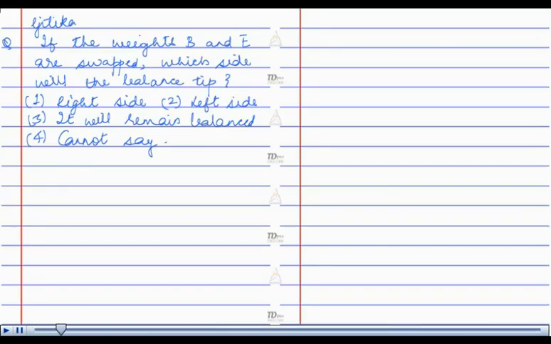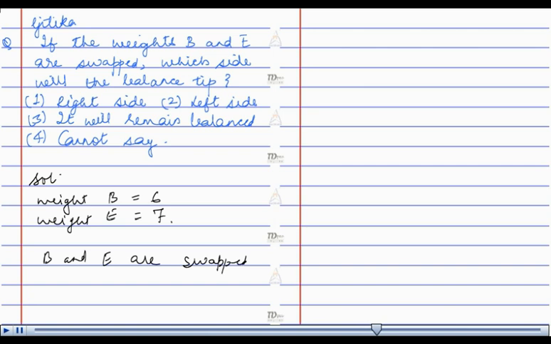Hello, I am Gitika. The question is, if the weights B and E are swapped, which side will the balance tip? Solution. Weight B has an integral value of 6 and weight E has an integral value of 7. If the weights B and E are swapped, the weight on the left will increase and the weight on the right will decrease. Hence, the balance will tip towards left. Therefore, answer is option 2. Thank you.